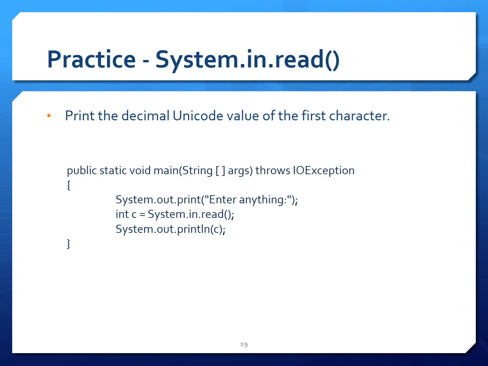Practice time. Pause the video and try the code. It will print the decimal Unicode value of the first character. Next, add in the char casting and observe the output again.